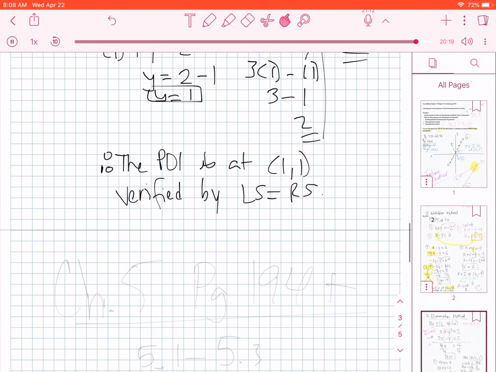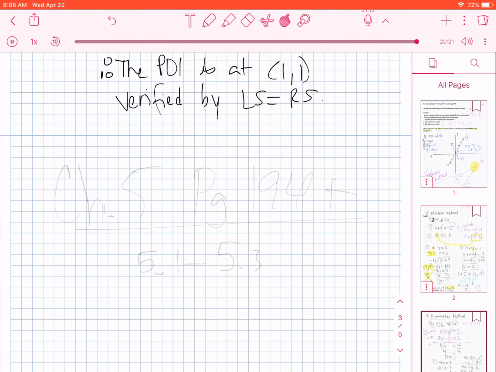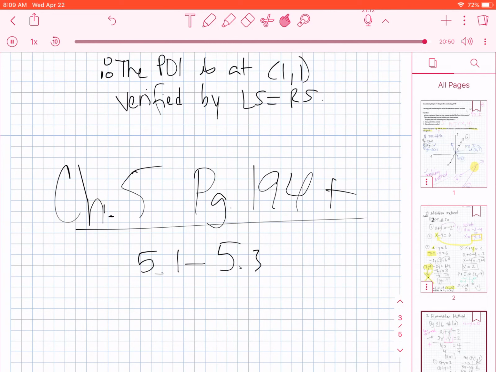Okay? So that pretty much wraps up the graphing, substitution, and elimination method. Okay, again, you are more than welcome to have a look and read through, skim through the chapters in your textbook. So that's chapter 5, page 194 onwards. Okay, basically these 3 concepts are covered in 5.1 to 5.3. Okay, so if you haven't yet, make sure you go through your modules.